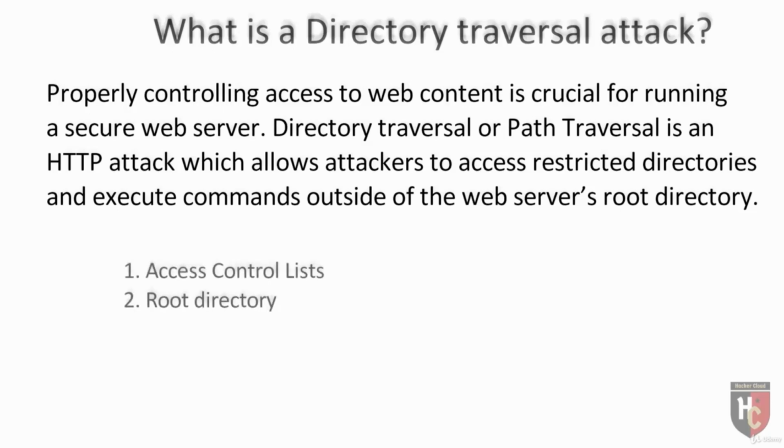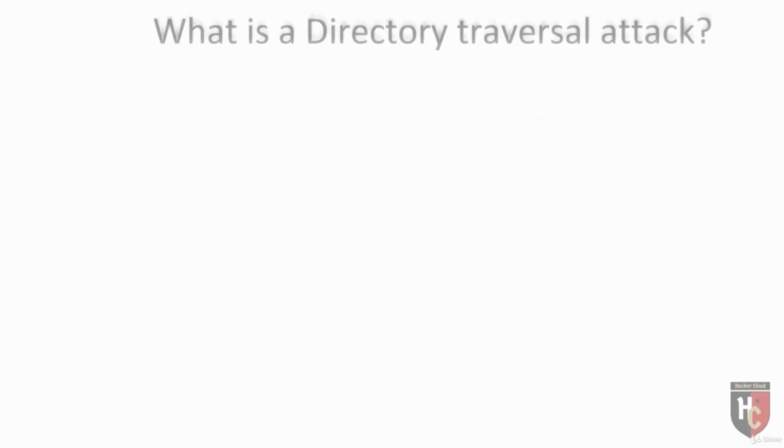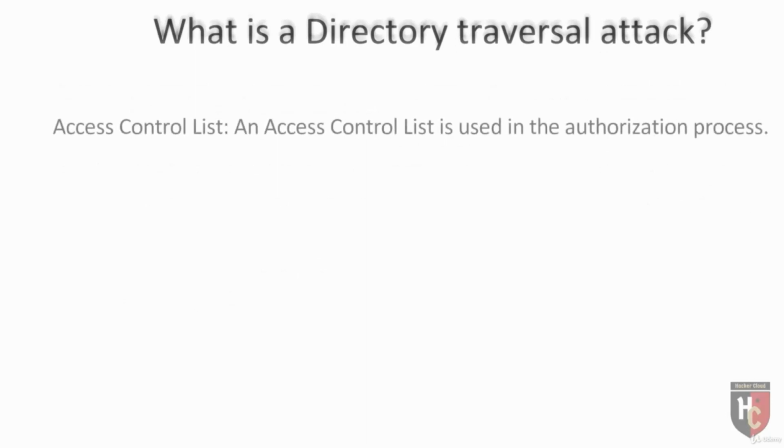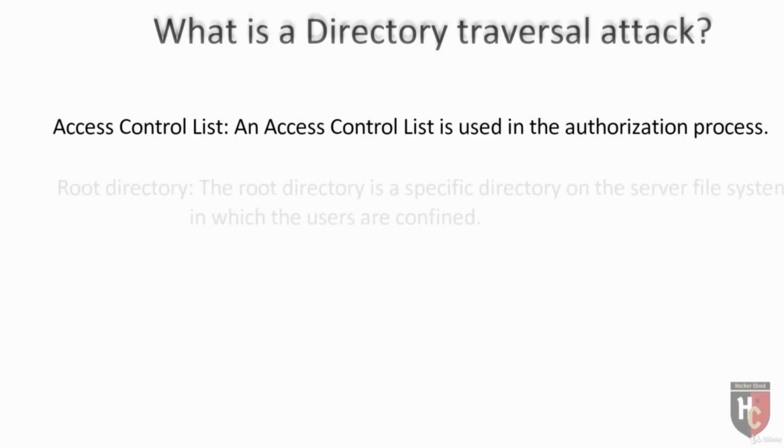Web servers provide two main levels of security mechanisms: access control lists and the root directory. First, the access control list. An access control list is used in the authorization process. It is a list which the web server's administrator uses to indicate which users or groups are able to access, modify, or execute particular files on the server, as well as other access rights.